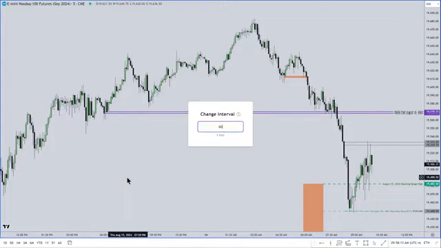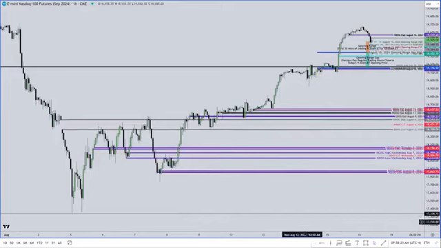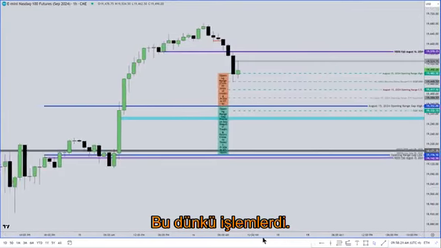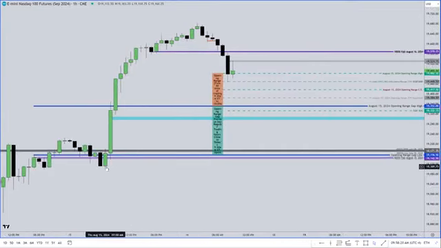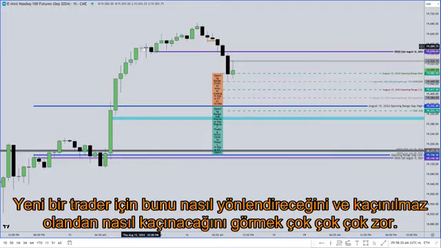Let's look at a 60-minute chart. This was yesterday's trading, 7 a.m., all one-sided, okay? This is exactly what I'm referring to in Tuesday's lecture. Very, very difficult for a new trader to see how to navigate that.